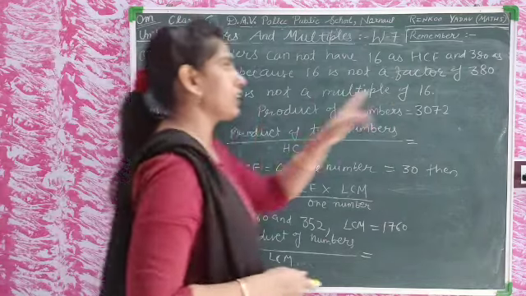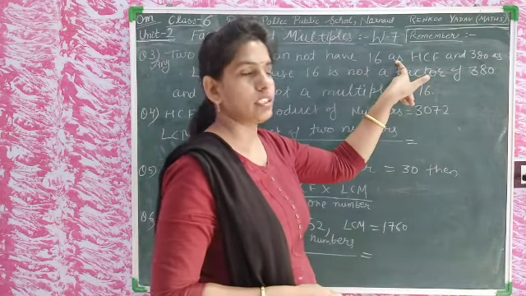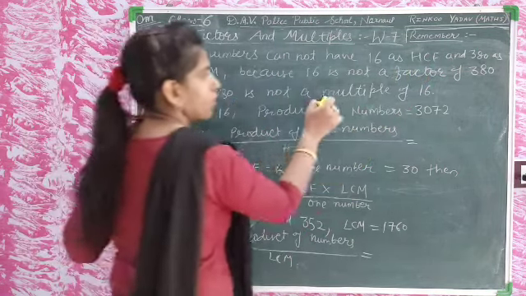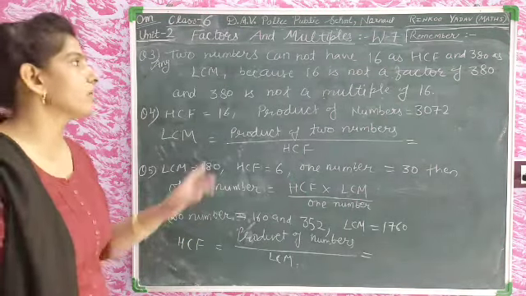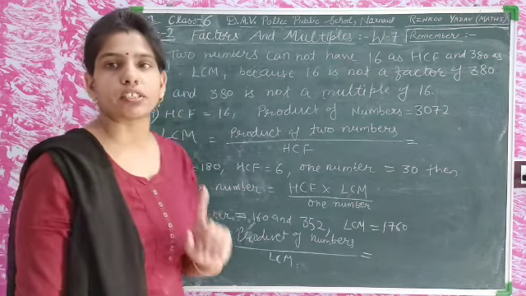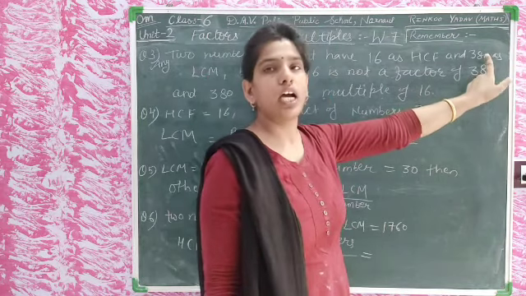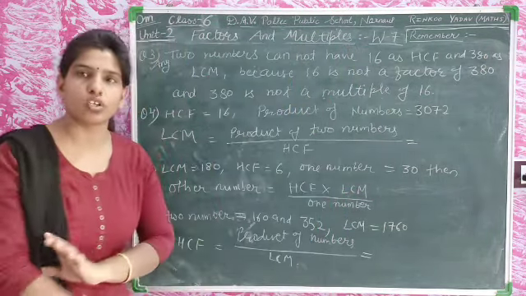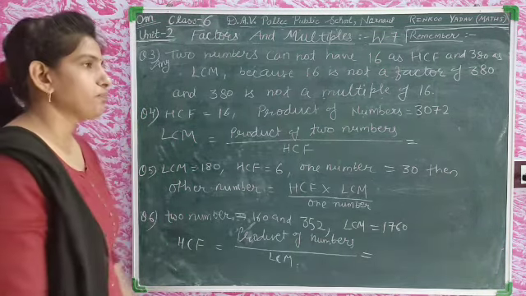And if 380 is the LCM, then it must be a multiple of 16. Is it compulsory? Yes, it is compulsory. 380 is not a multiple of 16, so this is a contradiction. So students, this property says that 16 and 380 are not possible, because 16 is not a factor of 380 and 380 is not a multiple of 16, since 380 is not exactly divisible by 16.